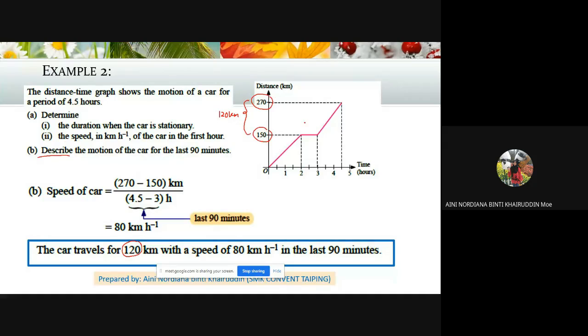Describe tu tak boleh kata apa tu, kereta ni bergerak lagi. Tak boleh, kena ada fakta lah. So kena cari speed, kena bagi tahu distance. Speed and distance. Okay, boleh tak?